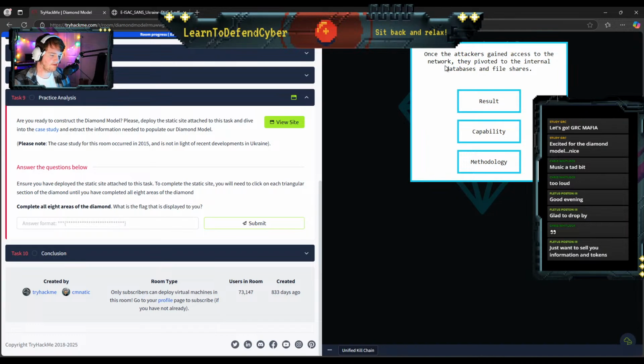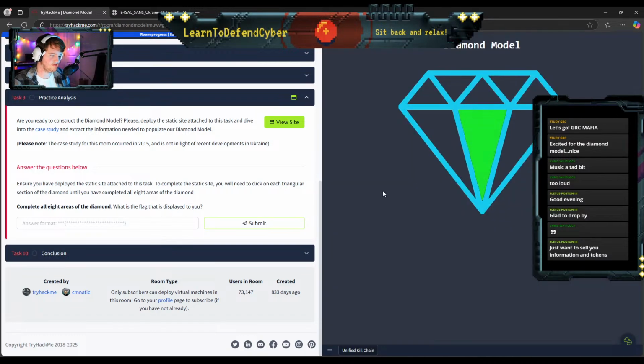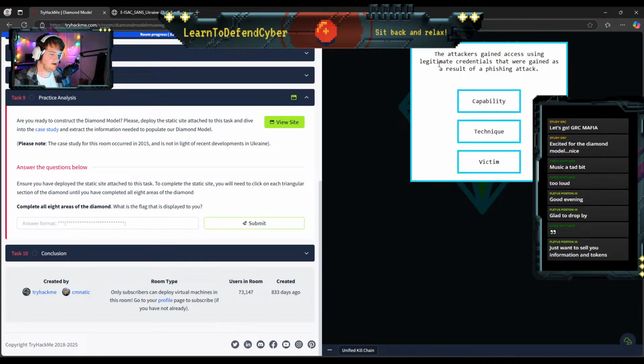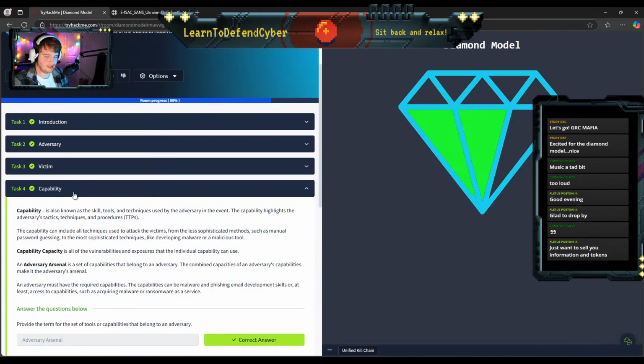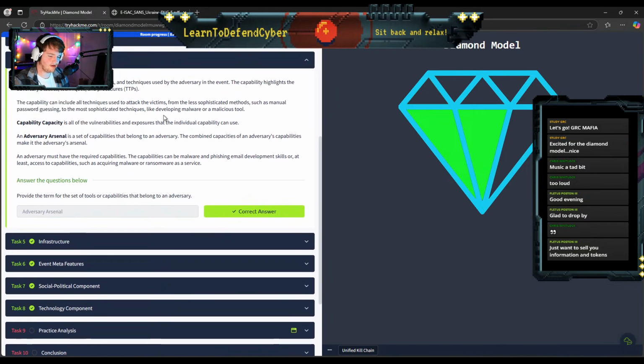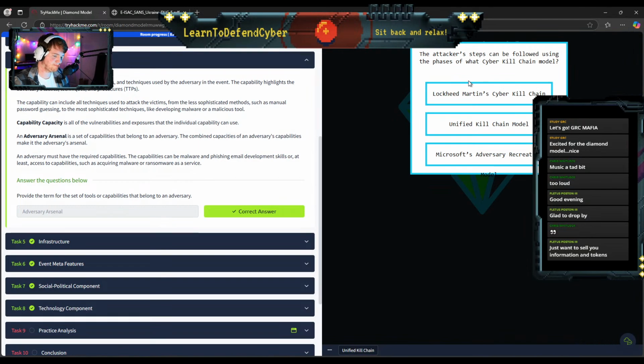Once the attackers gained access to the network, they pivoted to the internal databases and file shares. So that would be a part of the methodology, right? Yep. Attackers gained access using the legitimate credentials that were gained as a result of the phishing attack. That is a part of their capability, apparently. Let's go review that, right? I did get that wrong initially. It says techniques they use to attack the victim. Okay, so yeah, because they had gained that password and used it, it is a part of their capability.